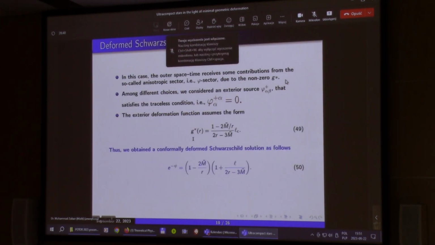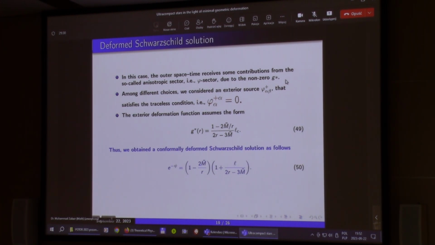Okay, next one is the deformed Schwarzschild case. In this case, the outer space has received some contribution coming from the so-called anisotropic sector, which is the additional source, the phi sector. In this case, G static is non-zero, so we have to pick some conditions to calculate it. So here we pick that our additional source is traceless. If we use this condition, then we can calculate the G static as a function of r, as given in equation number 49.